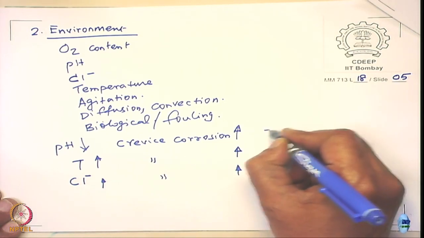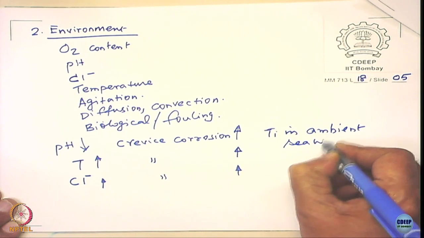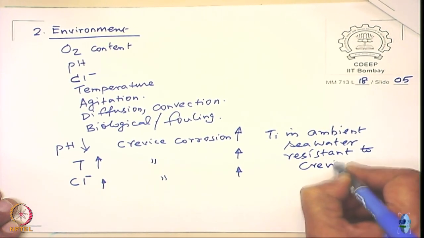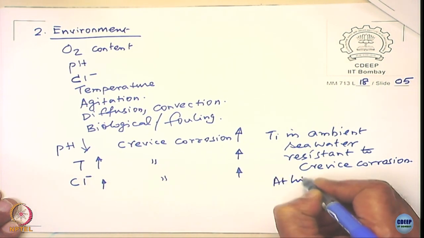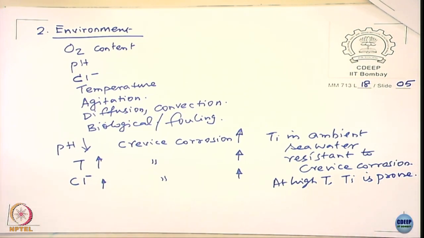The passive film would be destroyed. In fact, let's take the case of titanium. Titanium in ambient seawater is resistant to crevice corrosion. You raise the temperature, at high temperatures, titanium is prone. The reason being the chloride attacks the passive film and exposes the bare metal, and so what happens? Crevice corrosion occurs. So we will see the role of metallurgy in crevice corrosion later.